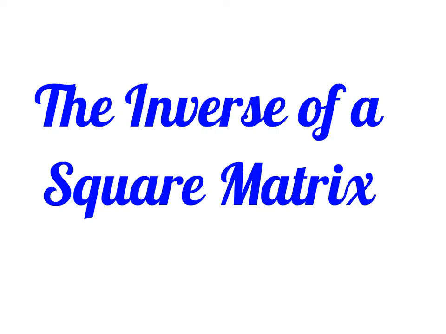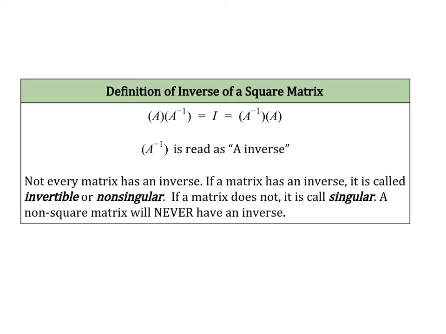Hi everybody, today we're going to talk about the inverse of a square matrix. So first we're going to talk about the definition of the inverse of a square matrix. By definition, if you multiply a matrix by its inverse, you should always end up with an identity matrix.